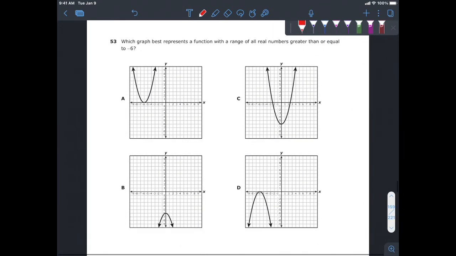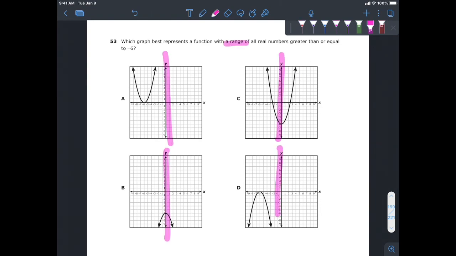53. Which graph best represents a function with a range of all real numbers greater than or equal to -6? So it can go as far down as -6, but it can't be smaller. So I'm looking at A. I see it goes down to 0. I don't see anything equal to -6 here. So A is incorrect. Let's look at B.